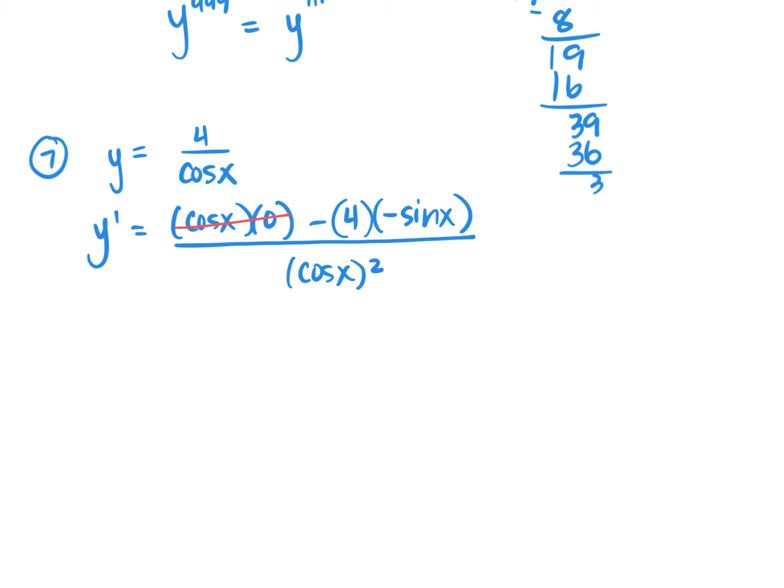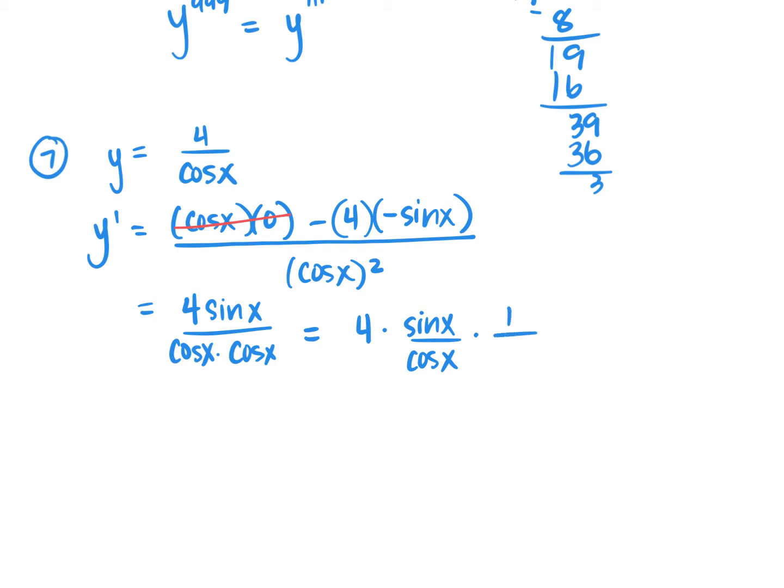All right, so my 0 knocks that out, and then I'm left with 2 negatives. So positive 4 sine of x over cosine x multiplied by cosine x. If you think of the rules of multiplication, it's 4, and then I can take sine of x with a denominator of cosine of x, and then I have another cosine of x. It's all multiplication. This is not addition, this is multiplication. So the cosine squared means cosine times cosine.